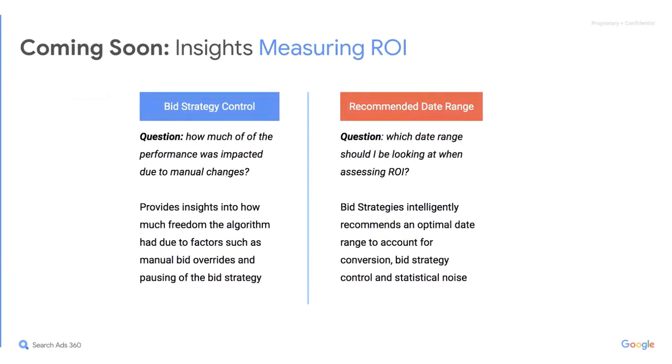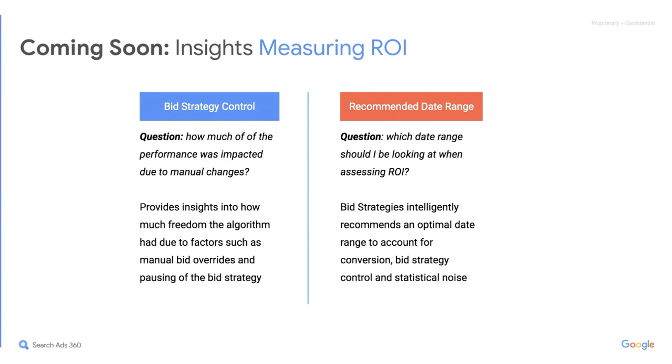One of the really cool metrics that's coming in soon is how you can measure ROI better. One of the questions that keeps coming in is how much of the performance was impacted due to manual changes. Now, there's a lot of noise when you're making a lot of changes in your bid strategy. To help you get better insight, we'll show you exactly how much freedom the algorithm had when it was performing, and when manual changes, pausing the bid strategy, or making huge changes affected the algorithm. This will help you choose a better date range for comparing performance.